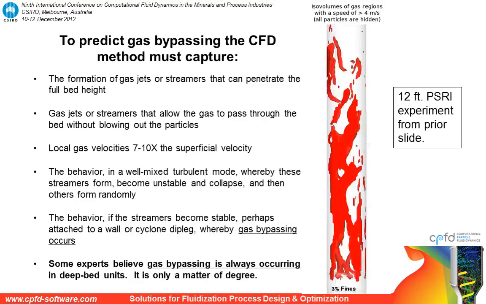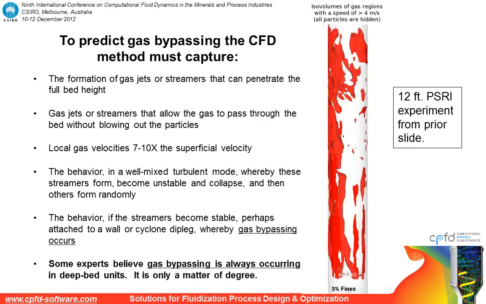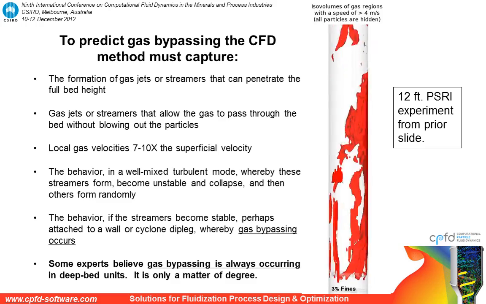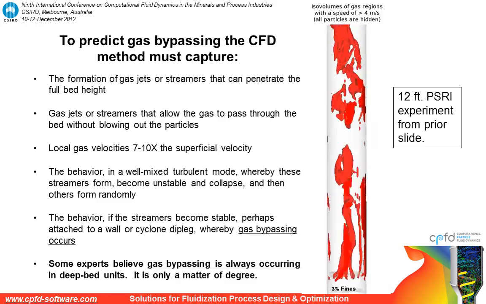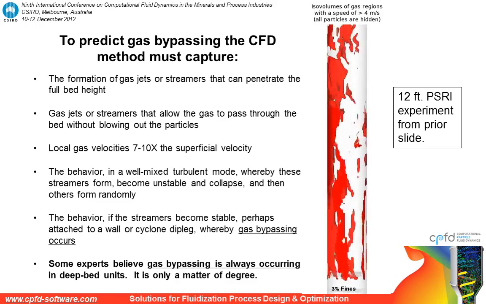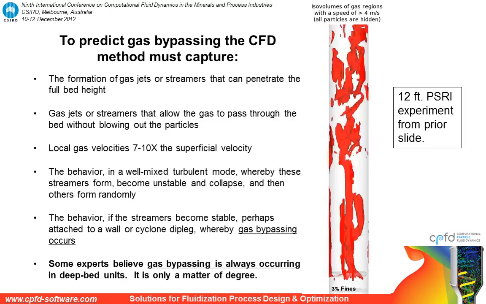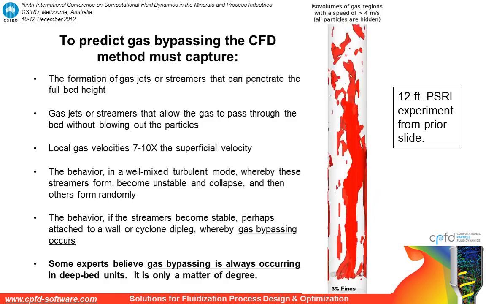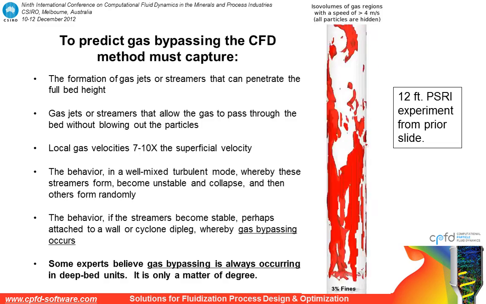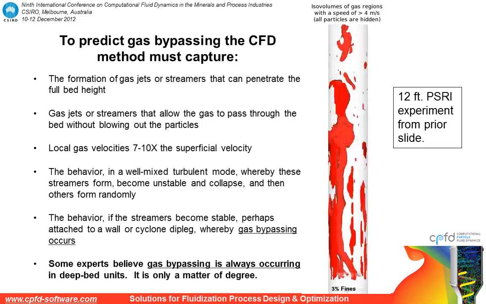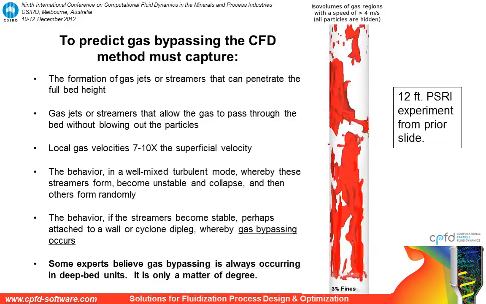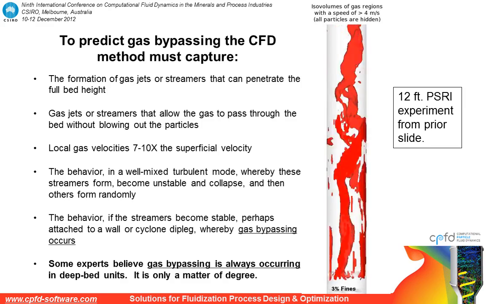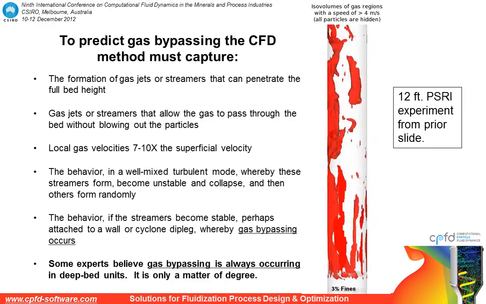It is obvious that this gas bypassing behavior is very dynamic and unstable, and therefore a time transient calculation is required to capture it. The CFD method used must be able to capture the formation of these gas jets or streamers and also their collapse and reformation if you're in a turbulent fluidized bed mode. And if the behaviors become stable, attached perhaps to a wall or cyclone dip leg, the method must be able to capture the gas bypassing that occurs.